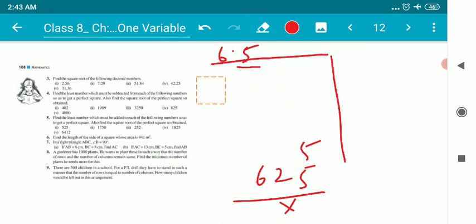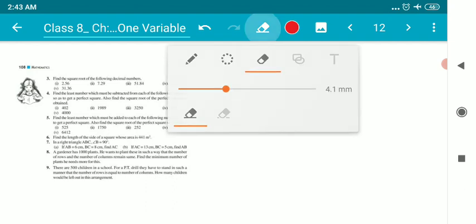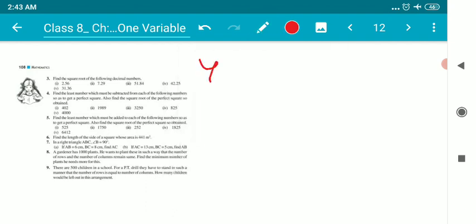Now the next question is question number 4. Let us understand question number 4. Find the least number which must be subtracted from each of the following numbers so as to get a perfect square. Children, the first question is 402. 402 is not a perfect square number. Something has to be subtracted from it to get a perfect square. So let us find out.